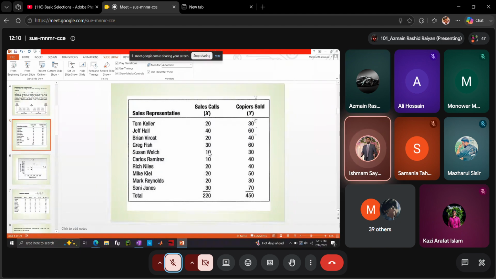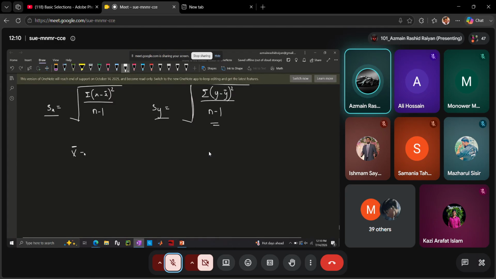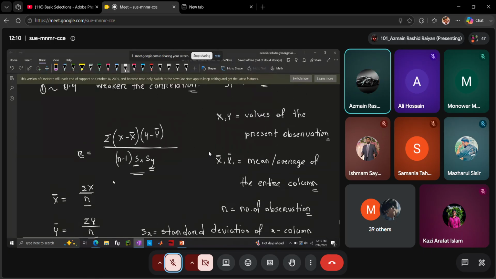Sir, X bar equal to 22. All right. So my X bar value is 22. And what's the value of Y bar? 45. Thank you. So I have my X bar and Y bar value.